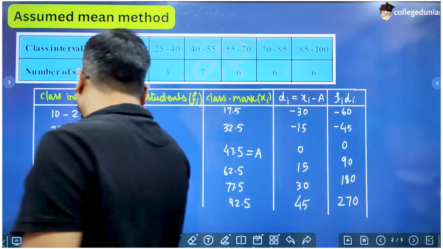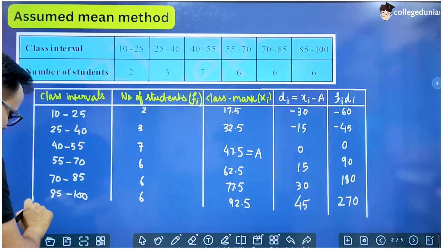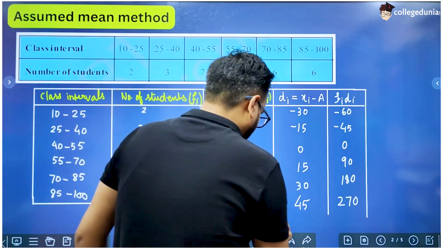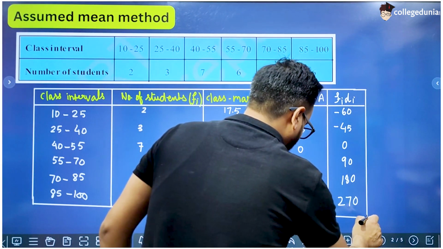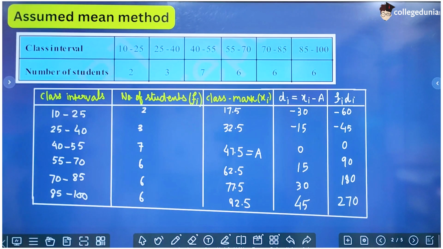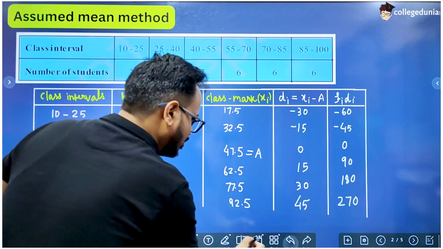Okay, so now we will find the mean. First we have to find the sum of these values.